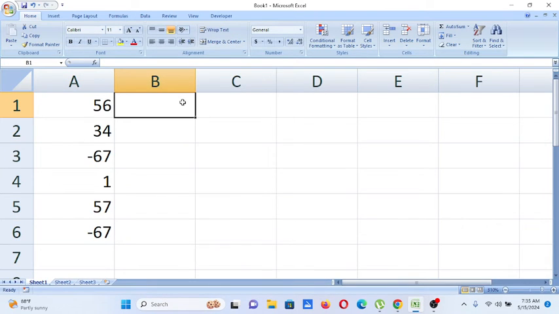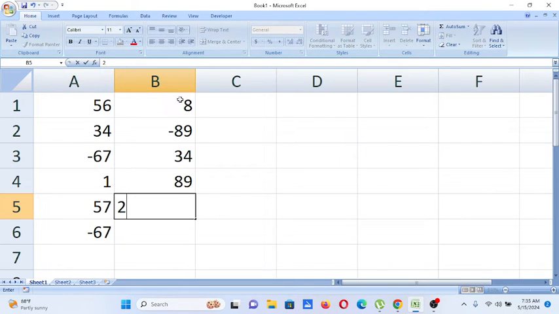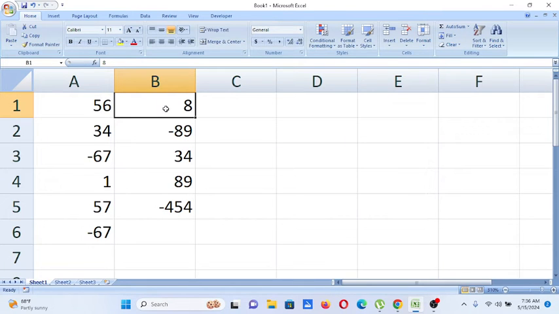Okay, another example. We have 8, negative 89, 34, negative 454, and then we have 2. Okay, so we have here A1 negative 8, A2 negative 89, A3 34, A4 89, A5 negative 54. So the smallest value is negative 54.